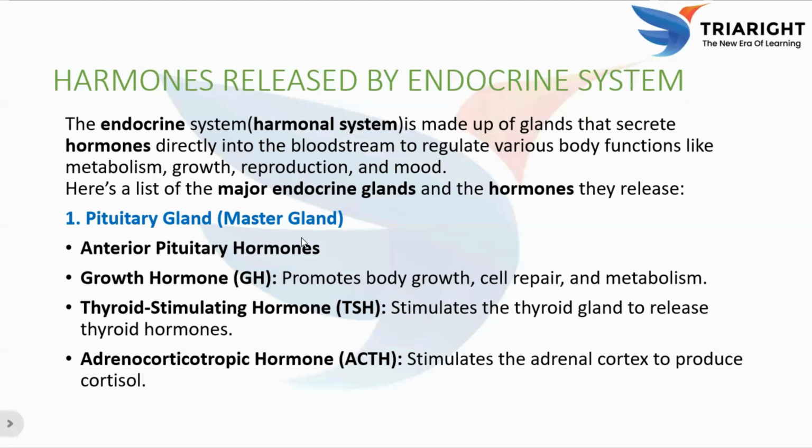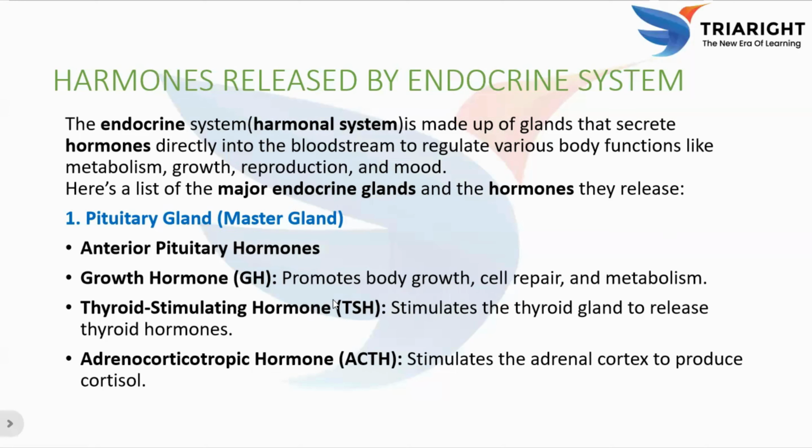We have discussed this pituitary gland anatomy and physiology in a previous session. The anterior pituitary gland releases many hormones, whereas the posterior pituitary gland stores and releases hormones made by the hypothalamus. Coming to the first, the anterior pituitary hormones. What are the hormones of the anterior pituitary gland? Growth hormone, thyroid stimulating hormone, and ACTH.